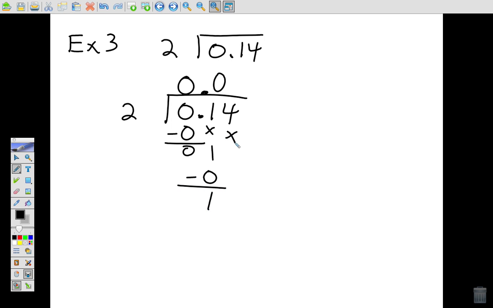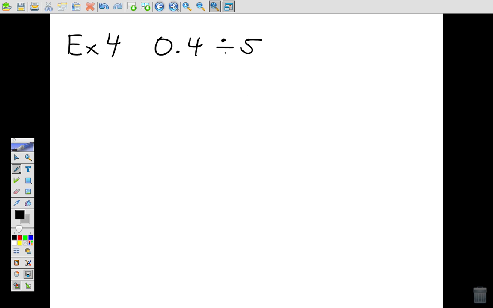Subtract. Bring down. Let's see, 2 times 4 is 8. 2 times 5 is 10. 2 times 6 is 12. 2 times 7. And we're going to get our remainder of 0 now. So 0.07.